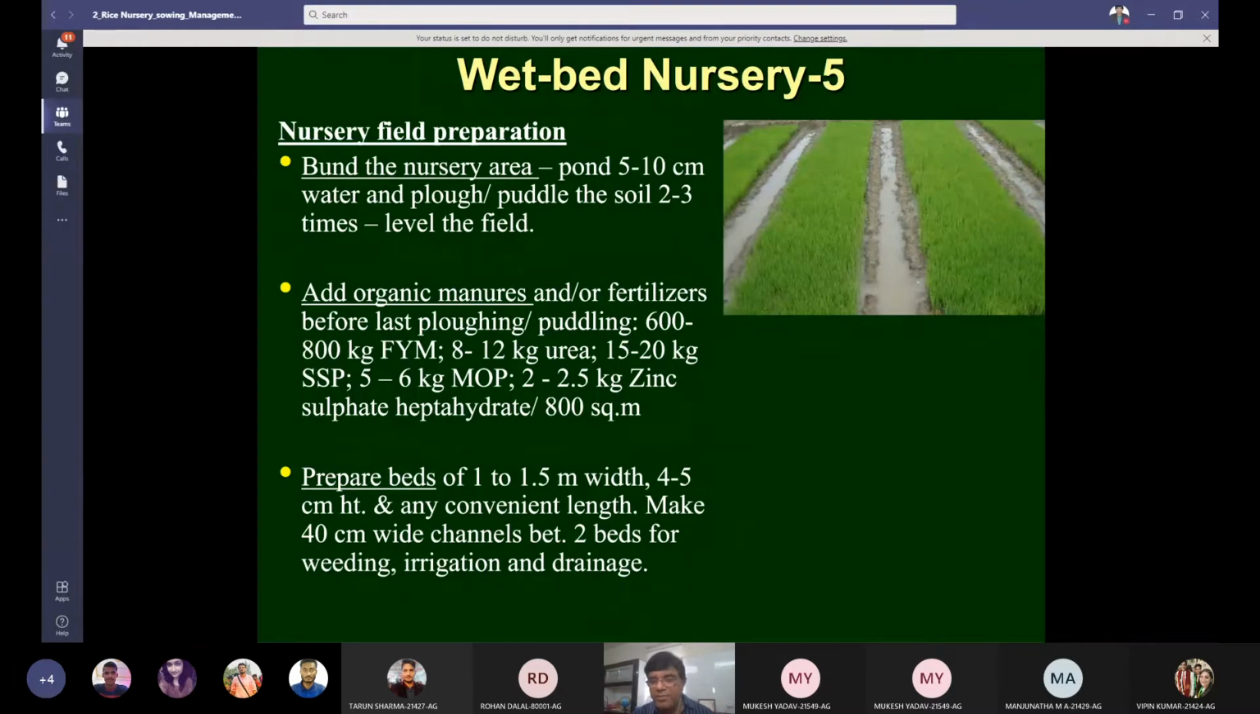However, length may vary depending upon the soil conditions, and the length can be 4 to 5 meter depending upon the choice of the farmer and the leveling of the farmer's area. It can be extended up to 10 meters also if your field is not having any slope, it is having zero slope. So make a 40 centimeter wide channel between two beds.